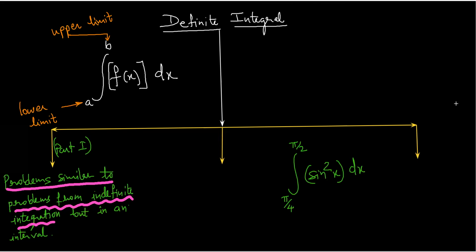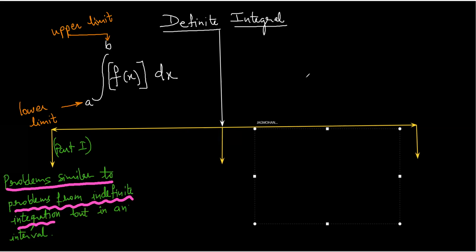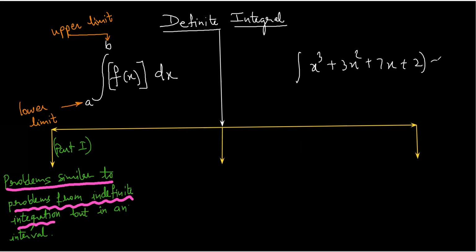The first part is all the questions that we have solved in indefinite integration; similar questions we will have here, but this time we are going to have them in an interval. For example, if I ask you to integrate x cube plus 3x square plus 7x plus 2 dx, you can definitely integrate this because you know how to integrate. But if I say in the interval minus 2 to 2, everything that you had done in the previous topic, you would do once again, but this time you have an interval.